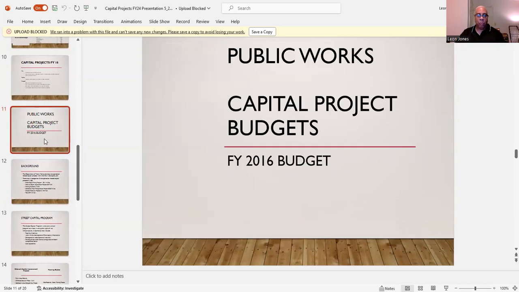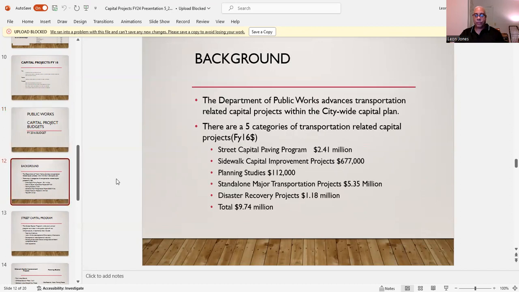Now, deal with capital works projects. The Department of Public Works advances transportation-related capital projects within a citywide capital plan. Now, again, there are 5 categories of transportation-related capital projects: street capital paving program, sidewalk capital improvement projects, planning studies, standalone major transportation projects, disaster recovery projects. They total 9.7 million. How did I get that? All the numbers are right here. They're generated. That's the background.